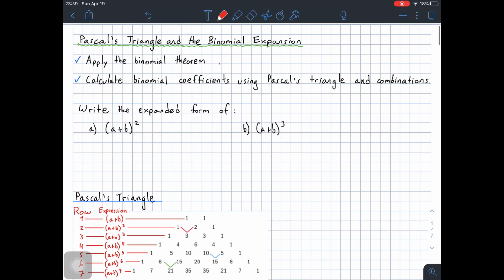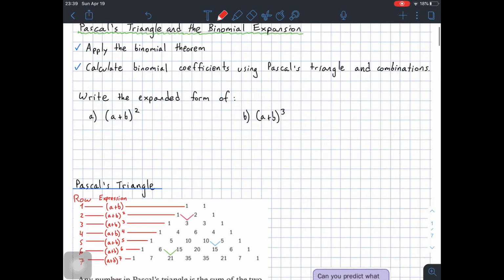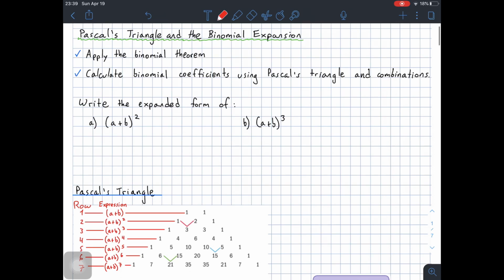The objectives for today: apply the binomial theorem and calculate binomial coefficient using Pascal's triangle and combinations. Okay, so let's start with a short investigation here. It says write the expanded form of (a + b)^2 and (a + b)^3. So how do we expand this first term, (a + b)^2?